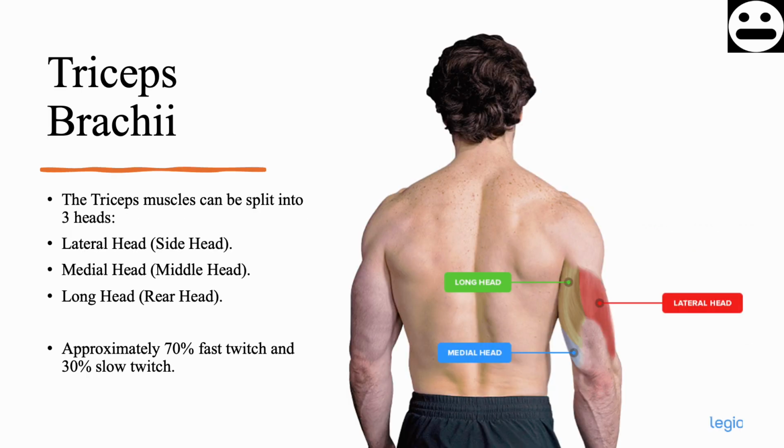Next, we have triceps brachii, meaning heads. So the triceps muscles can be split into 3 heads. You've got the lateral head right here, you've got the long head here, and you've got the medial head here. It can't really be seen as much as the other 2 heads, but a tiny bit here just around your elbow side. And they are approximately 70% fast twitch and 30% slow twitch, just like the chest. Hence why they go together when you do push day.